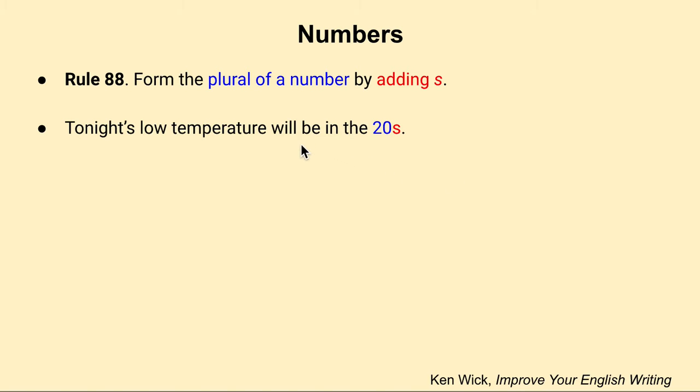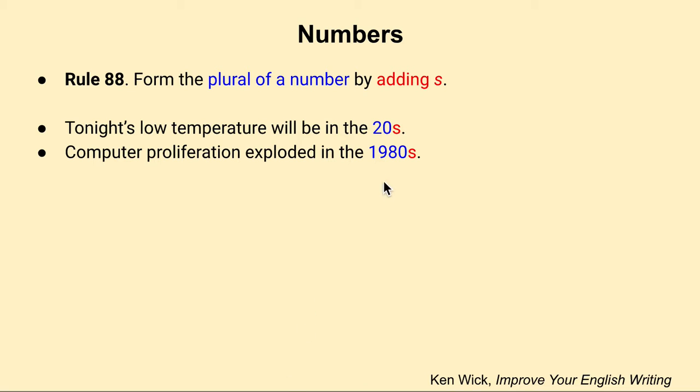Tonight's low temperature will be in the 20s. So here we have a number, and we just add s. Computer proliferation exploded in the 1980s. So here we're just pluralizing a number, we just add s. Madison's zip code contains two fives. So to make the plural of the number 5, we just add s.